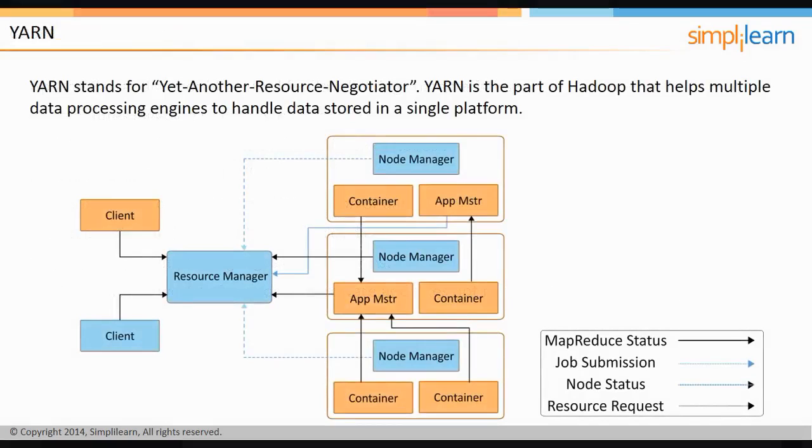YARN stands for Yet Another Resource Negotiator. YARN is the part of Hadoop that helps multiple data processing engines to handle data stored in a single platform. YARN manages distributed applications. It comprises a principal resource manager, which determines all existing cluster resources, and a node manager, which depends on the resource manager and manages resources present on a single node. Let us understand the concept of MR2 in the next screen.